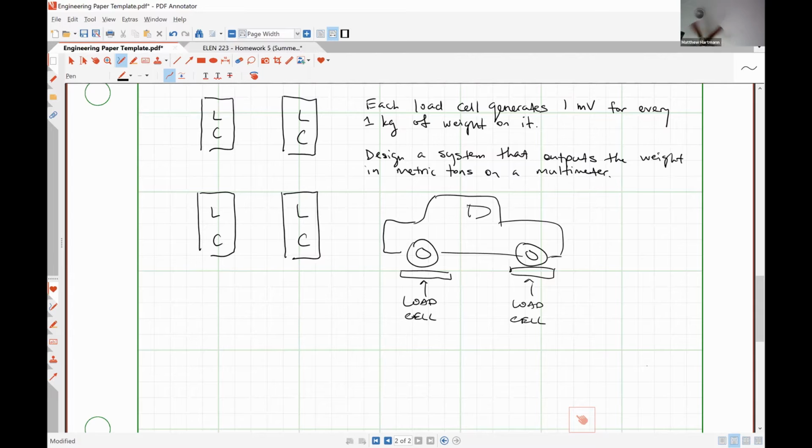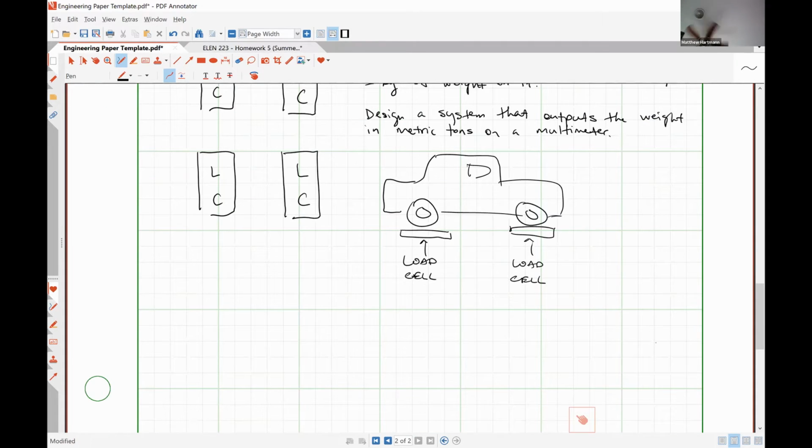We want to know what the total weight of the vehicle sitting on top of the load cells is. So what are we going to have to do to the individual signals from each load cell? Gonna have to add them together. Okay, so that's step 1. So we know that our initial signals are going to have to go into some sort of summing amplifier.